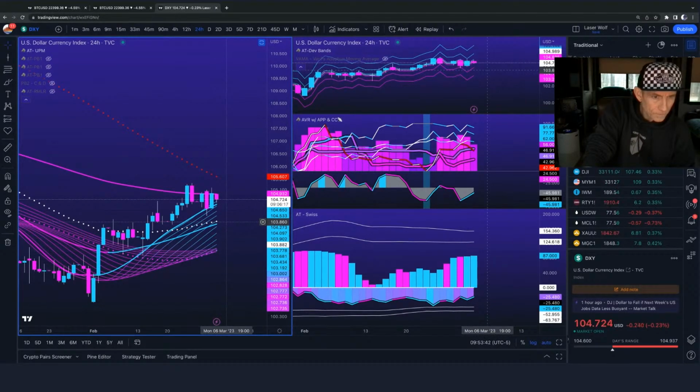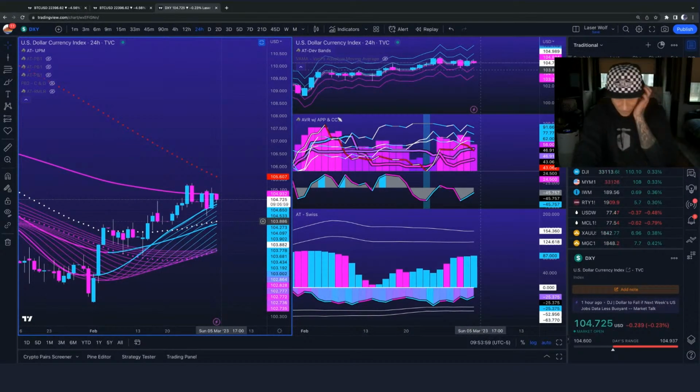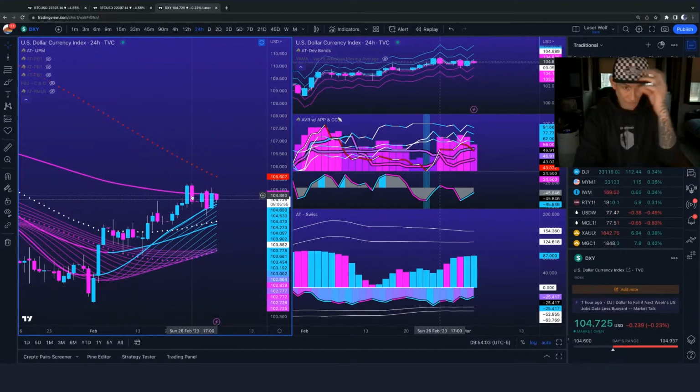This is a no-brainer on the dollar right here. What is this on the daily? Probably going into next week, 103.8. Jesus. It could do it today. You never know. But this wave trend is definitely going to get a little test down here. Why? I don't know. You tell me. I've been talking about it for days.